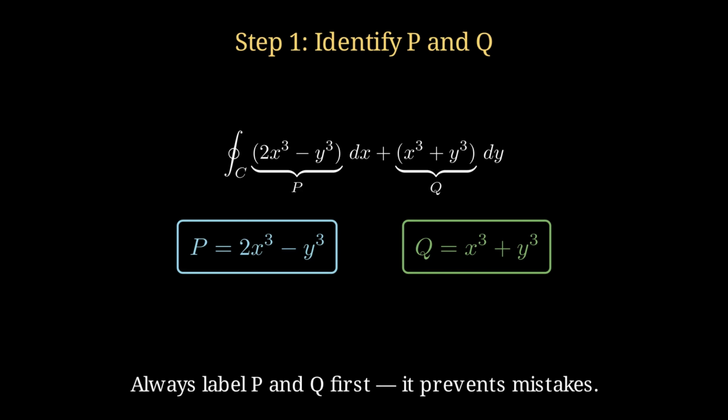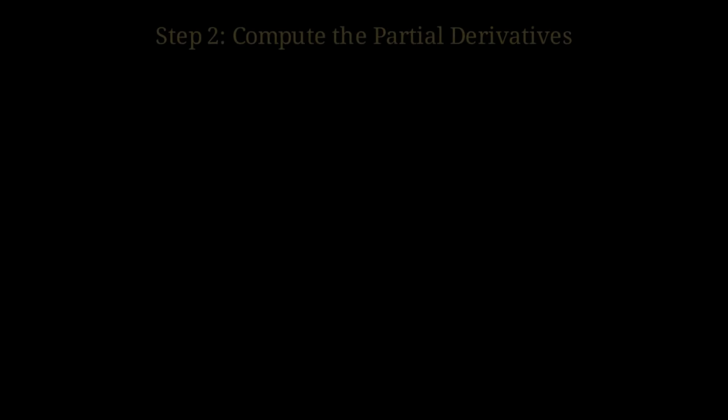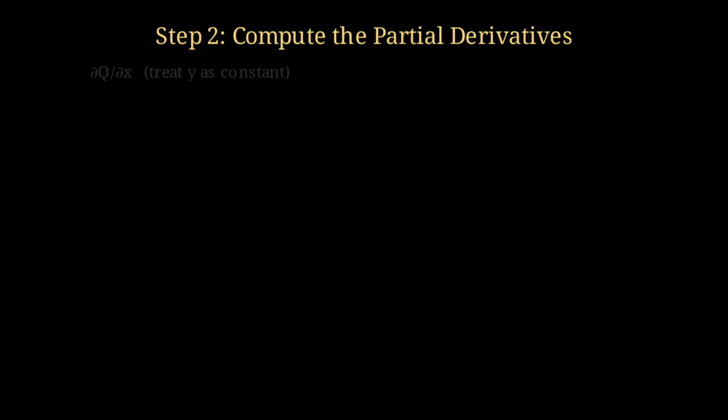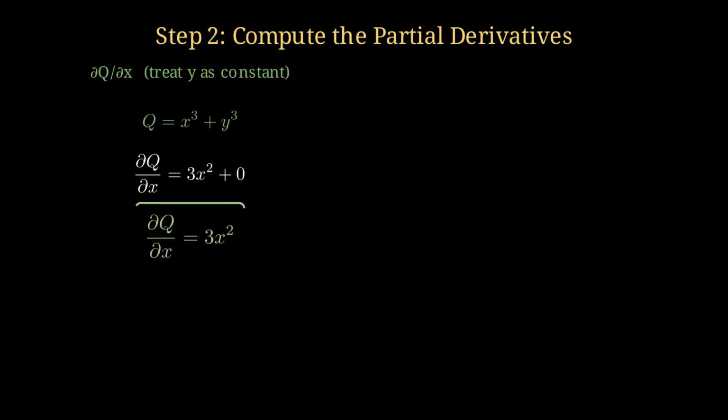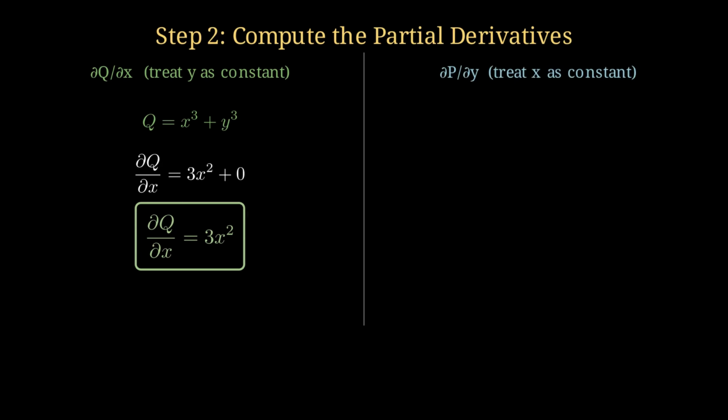Now we compute the 2 partial derivatives that live inside Green's theorem. Q is x³ plus y³. When we differentiate with respect to x, we treat y as a constant. The derivative of x³ with respect to x is 3x². So partial Q over partial x equals 3x².